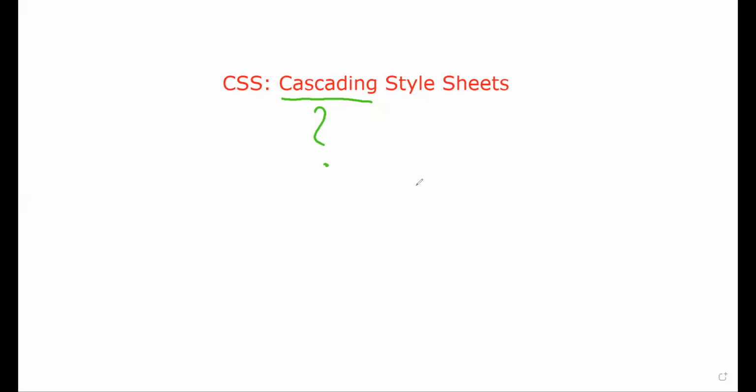So cascading means, let's say you have a page here, and you want to apply some style to this page, and this page contains many elements. Just imagine you have some elements of some kind and some other elements of some other kind, and you want to provide style to them.